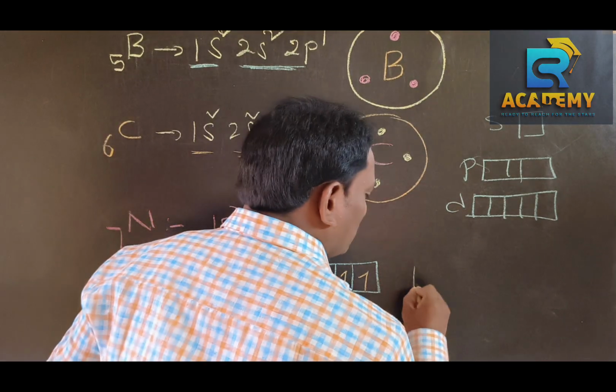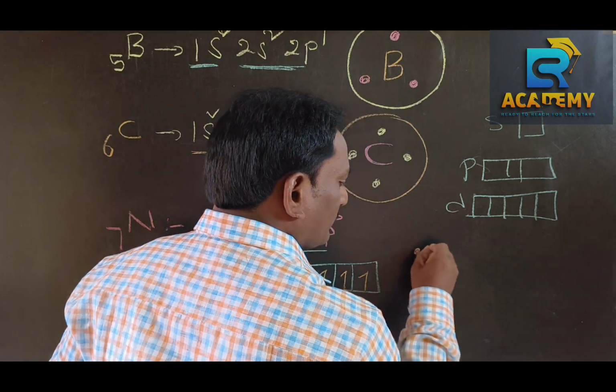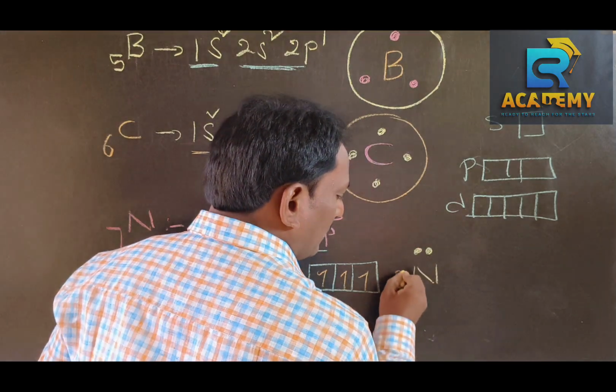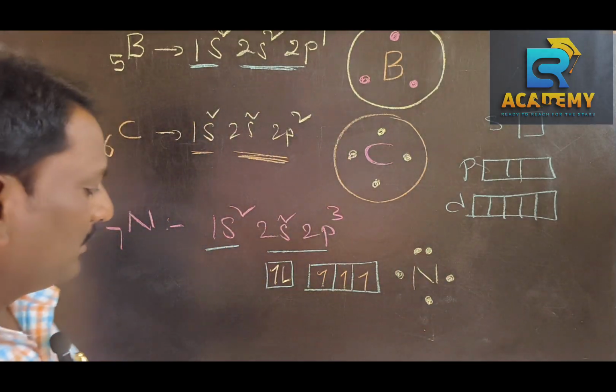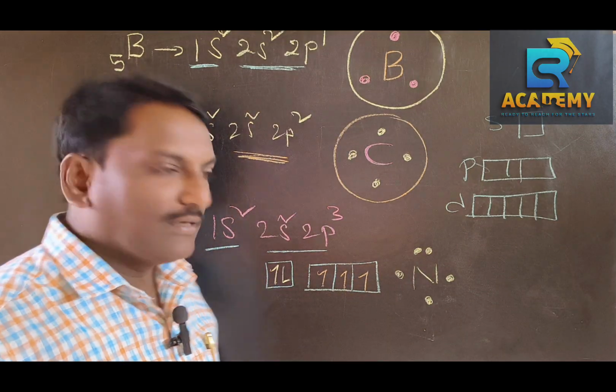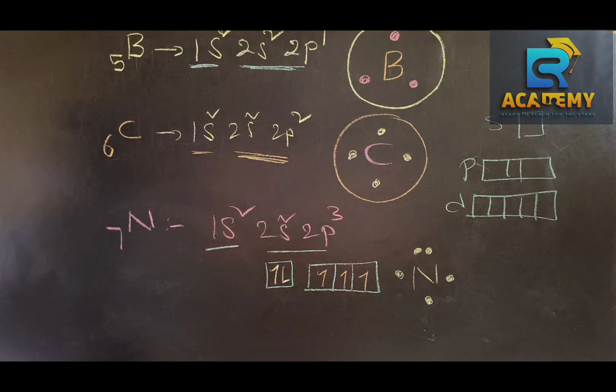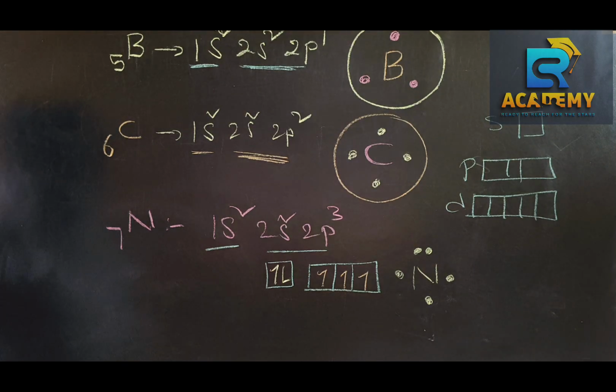So the nitrogen Lewis dot structure will be 1 pair and 3 unpaired electrons. Very important: 1 pair and 3 unpaired electrons. Copy these all.